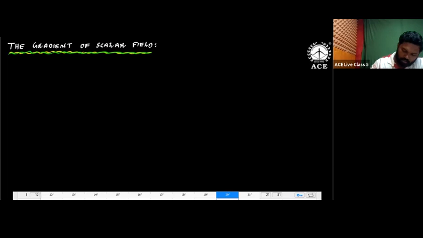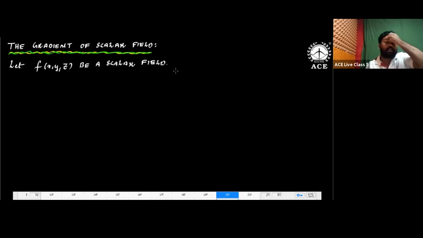Let f of x, y, z be a scalar field. Up till now we have seen the characterization of the vector field. Now let us see the scalar field. Just to make things simple, I'll call it f of x, y, z, or simply f.